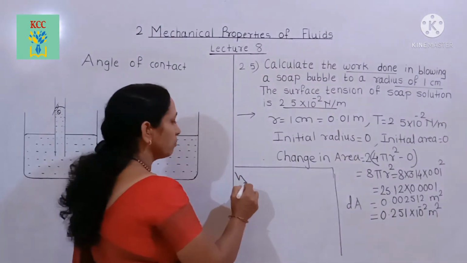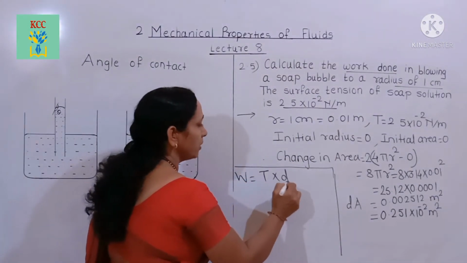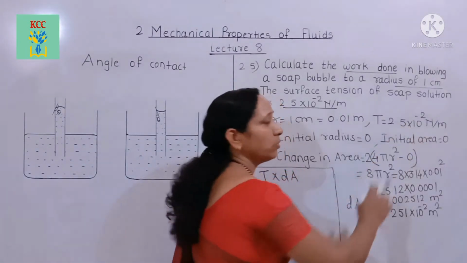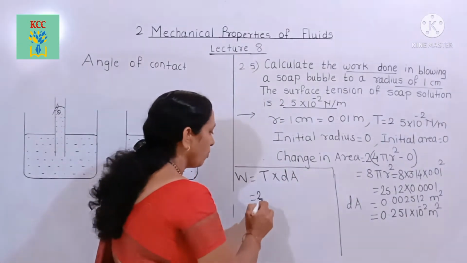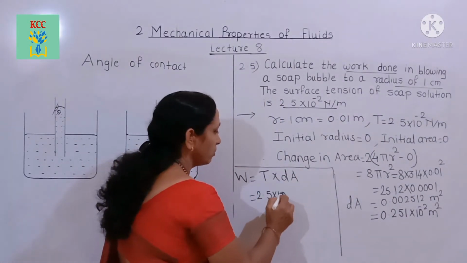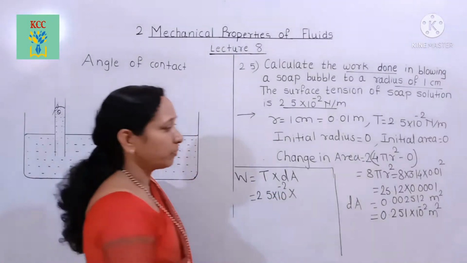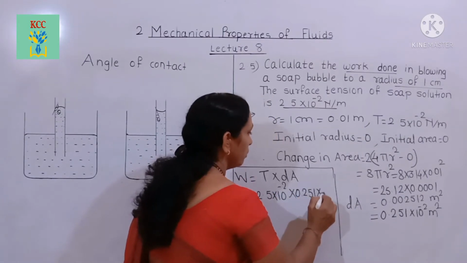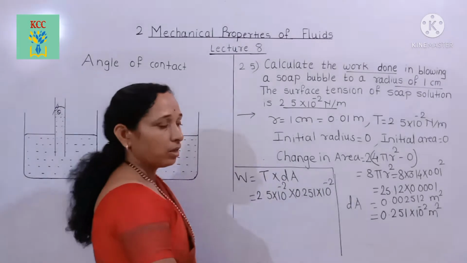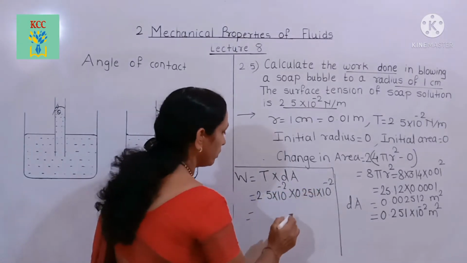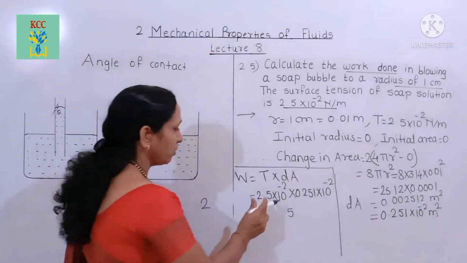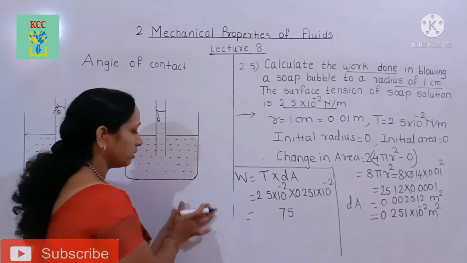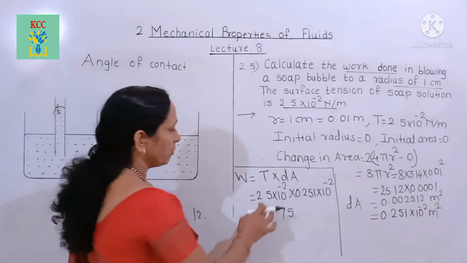Then work done is equal to surface tension into change in area. This is equal to surface tension, which is given 2.5 into 10 raised to minus 2, into change in area. DA equal to 0.251 into 10 raised to minus 2. This is equal to 25 on the 25, 2 carry on. 25 the 125, that is 12 carry on.